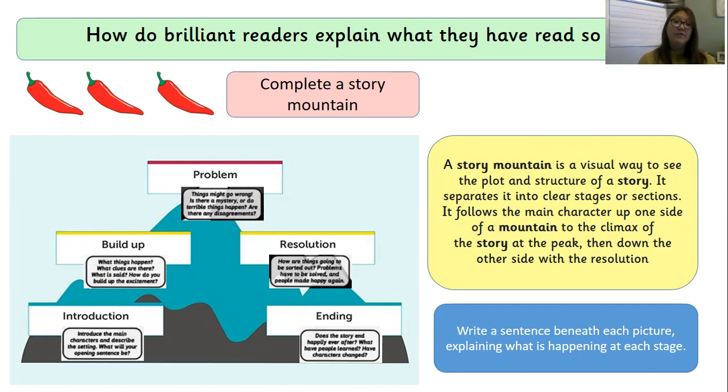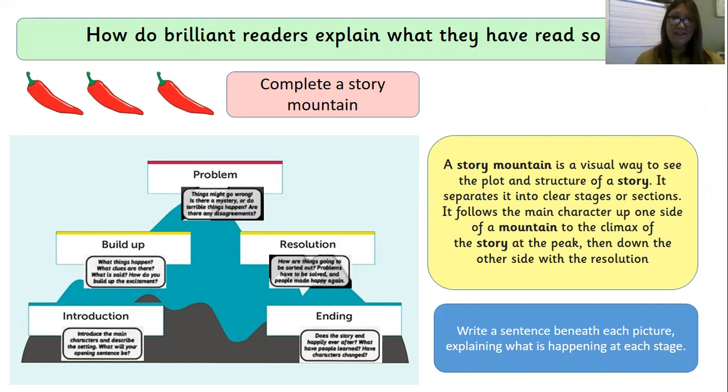As you can see on the picture of the mountain, stories can often begin with an introduction. This is where the main characters are introduced and the setting is described. Then, to interest the reader, things start to get a little bit more exciting. Tension is built up. There may be clues to what's going to happen next, and it means we don't want to stop reading and won't put the book down.